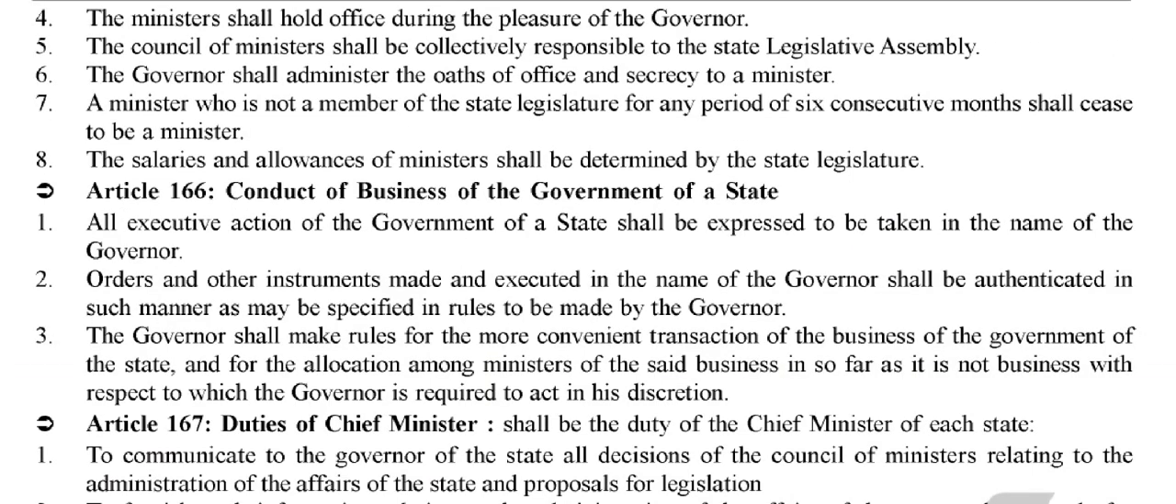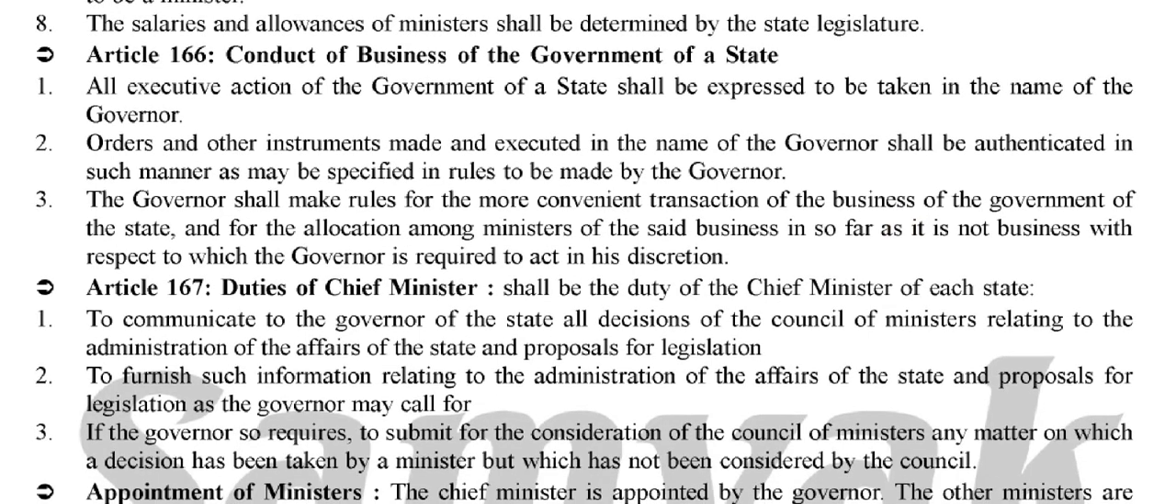The minister shall hold office during the pleasure of the Governor. The Council of Ministers shall be collectively responsible to the State Legislative Assembly. The Governor shall administer the oath of office and secrecy to a minister. A minister who is not a member of the State Legislature for any period of 6 consecutive months shall cease to be a minister. The salaries and allowances of the ministers shall be determined by the State Legislature. Article 166. Conduct of business of the government of a state.